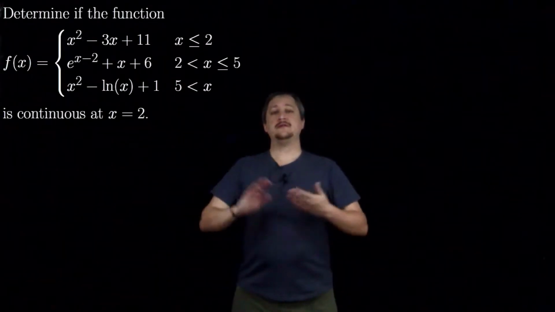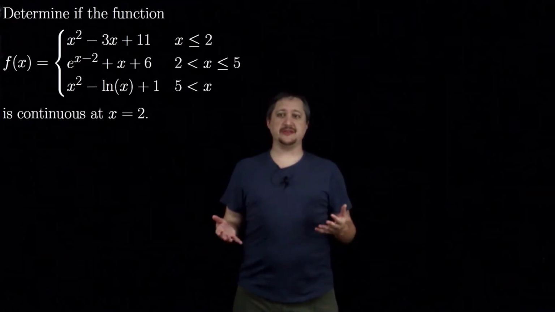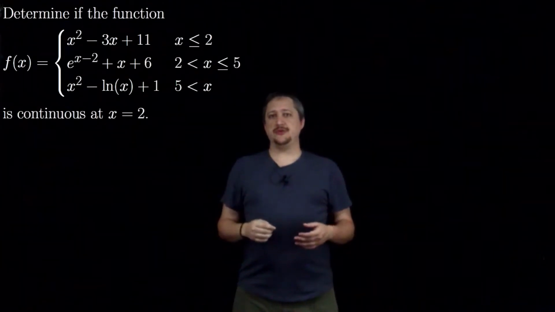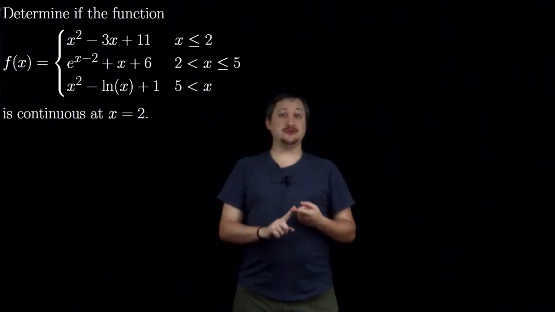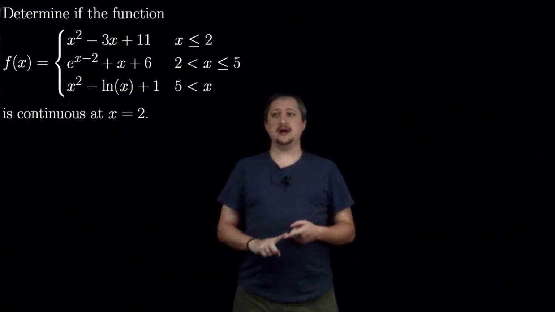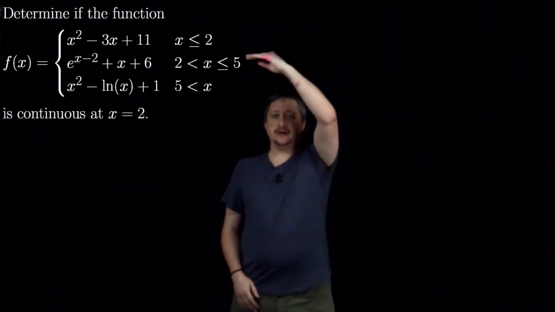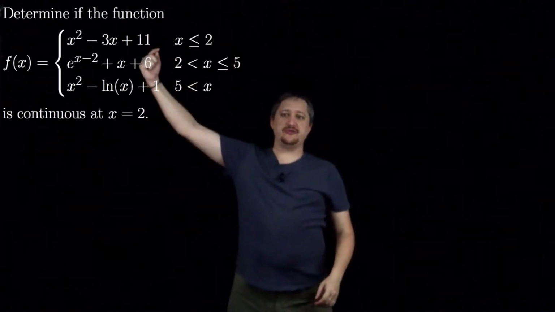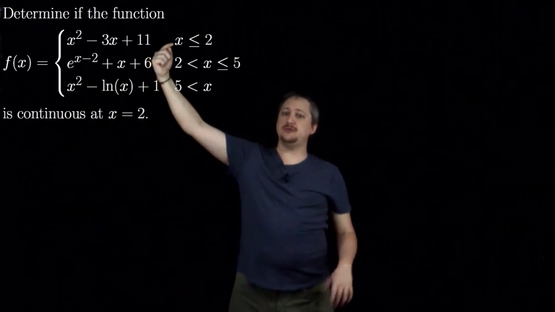Hello. So in this example, we're going to determine if this function is continuous at the given point, in particular where x is 2. Again, for continuity, the things we need to check, right? We need to see if the function exists at the point given, which we can see by looking at this. I'm looking at x going to 2, which is going to be in this top line, because that's where x is less than or equal to 2.